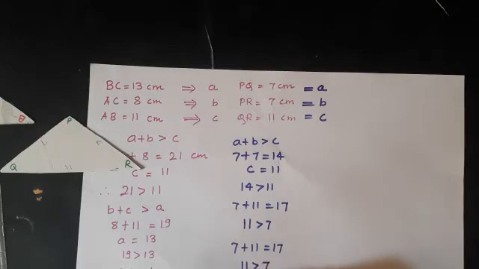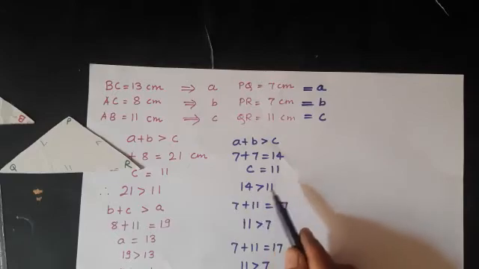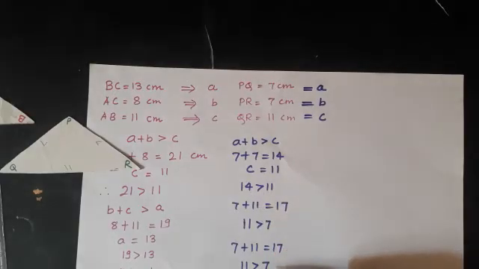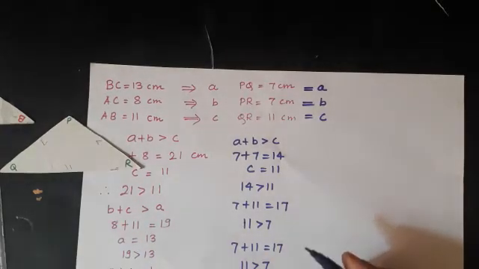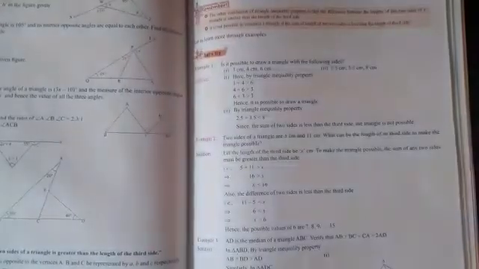So we can say that in all the cases the sum of the lengths of two sides of a triangle is greater than the length of the third side. So this property is called the triangle inequality property. Now one more example we'll see from the textbook itself. So I have the textbook here.